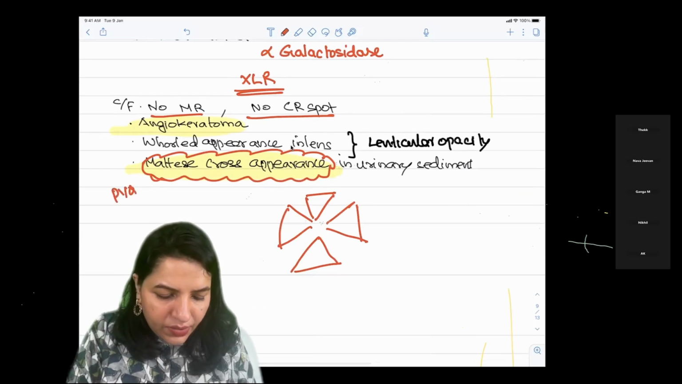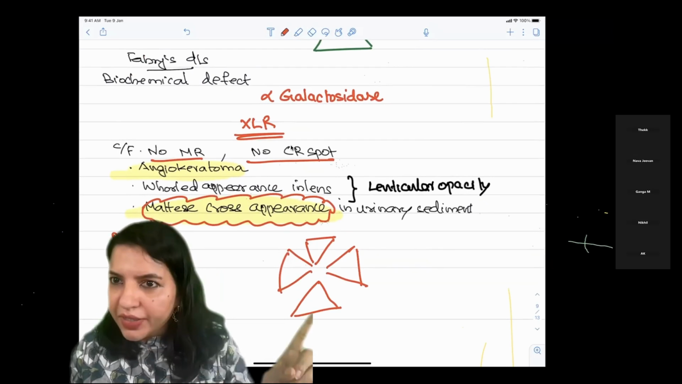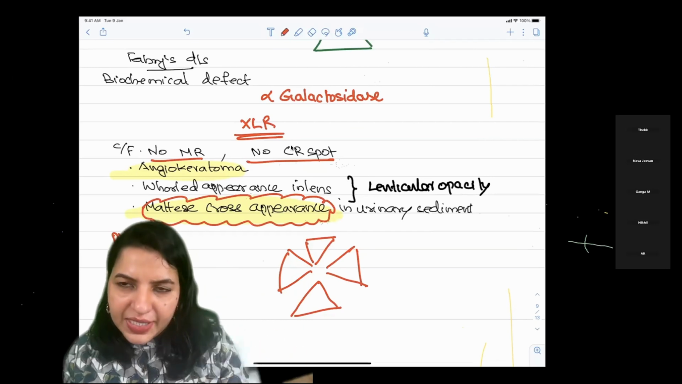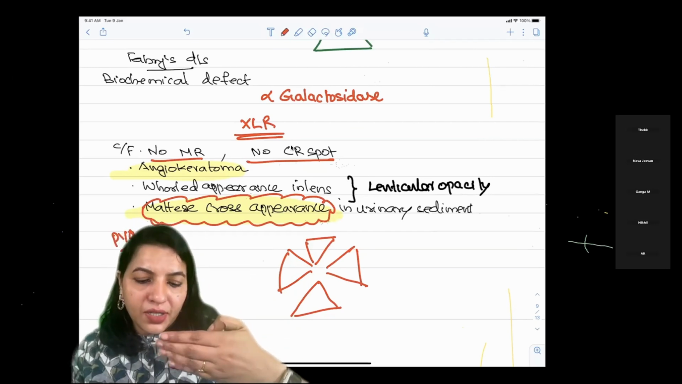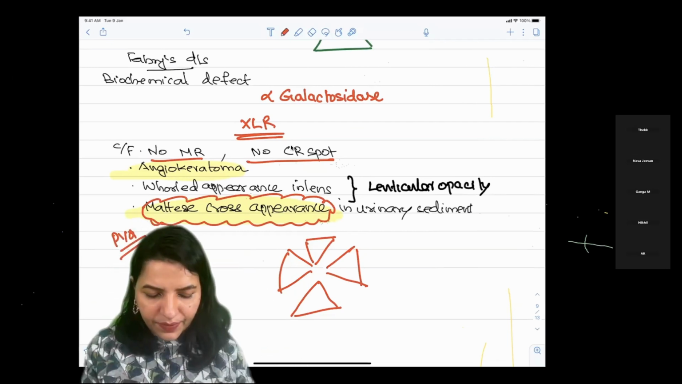Previous year question. Okay, so now we are going to summarize Fabry's. No mental retardation, no cherry red spot, only males are affected. Then they have angiokeratoma and they have multi-sclerosis appearance in the urinary sediment.